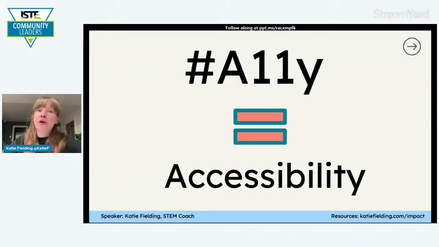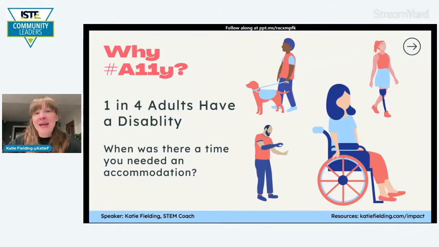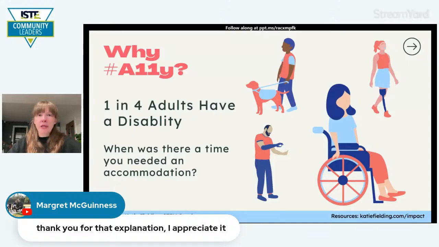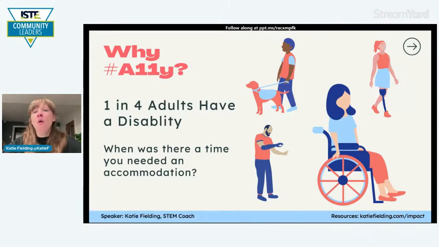So when you see that, you can know that you're seeing some information about accessibility. And accessibility is so important because 1 in 4 adults have a disability. There will probably be a time in your life where you will experience a disability. We call it an acute disability. So it's not a long-term or permanent disability, but maybe you sprain something, or you get an eye infection, you have to wear a patch. There can be lots of reasons you have acute disabilities.